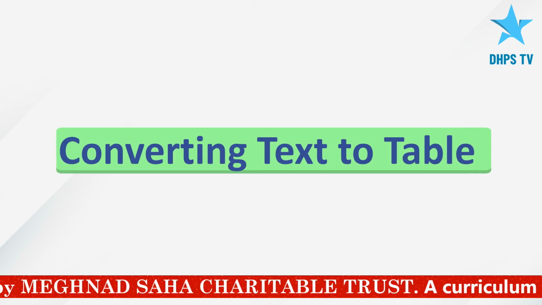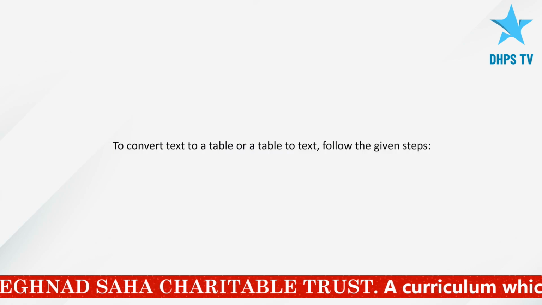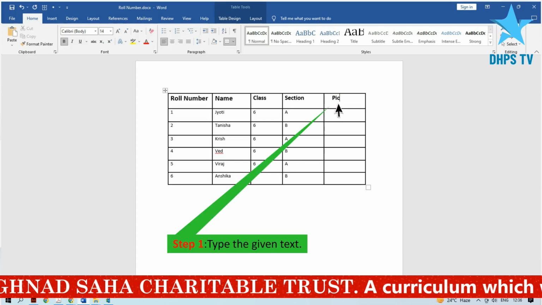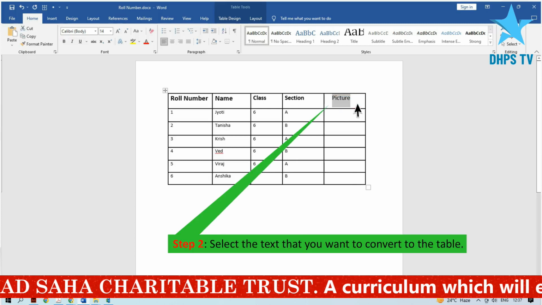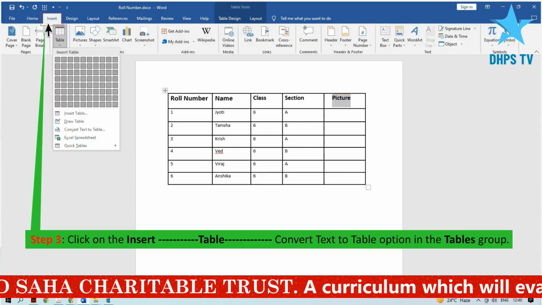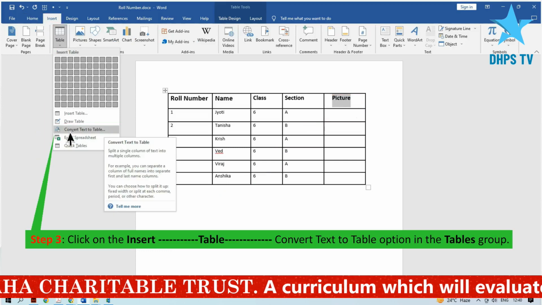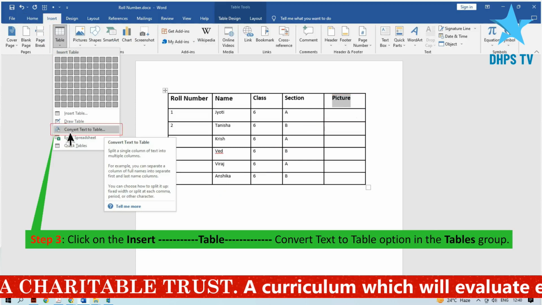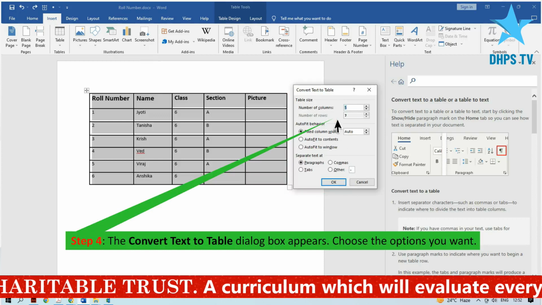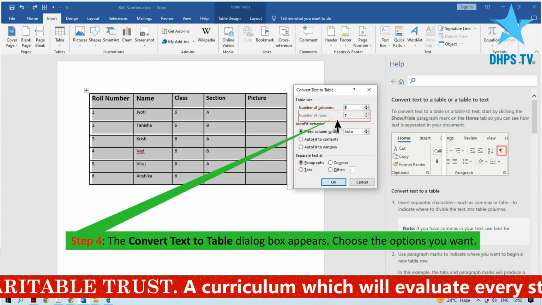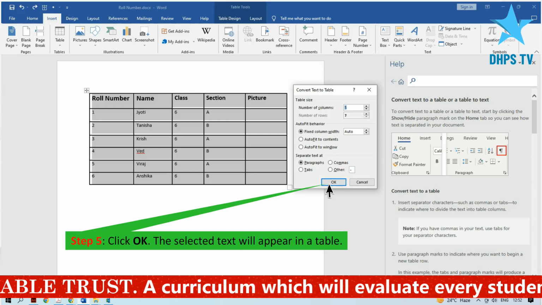Converting text to table. To convert text to a table or a table to text, follow the given steps. Step 1. Type the given text. Step 2. Select the text that you want to convert to the table. Step 3. Click on the Insert Table, Convert Text to Table option in the Tables group. Step 4. The Convert Text to Table dialog box appears. Choose the options you want. Step 5. Click OK. The selected text will appear in a table.